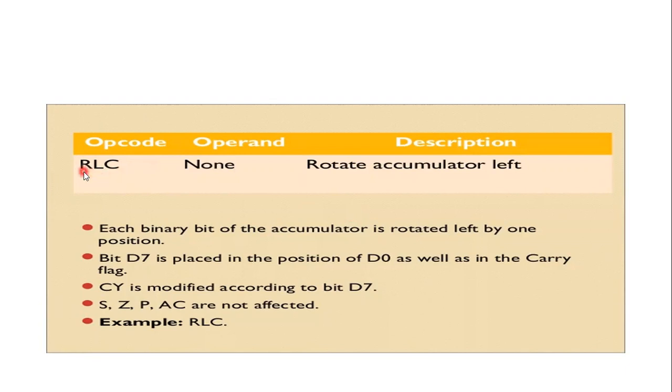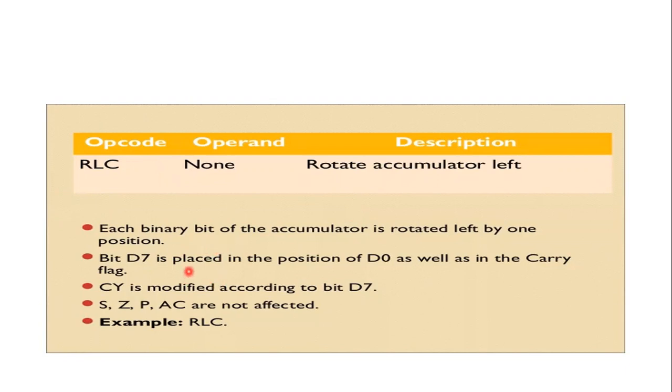Here, the opcode is RLC. Operand, there is no operand. Rotate accumulator left. So each binary bit of the accumulator is rotated left by one position.